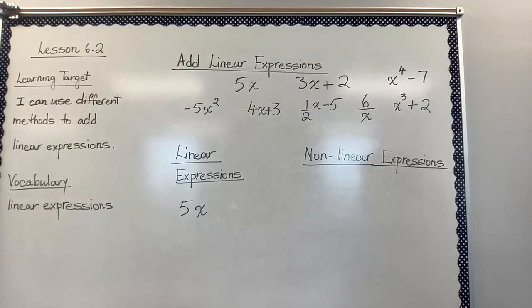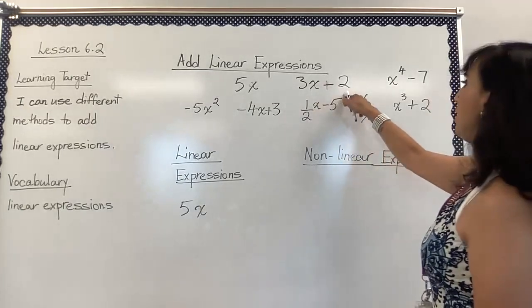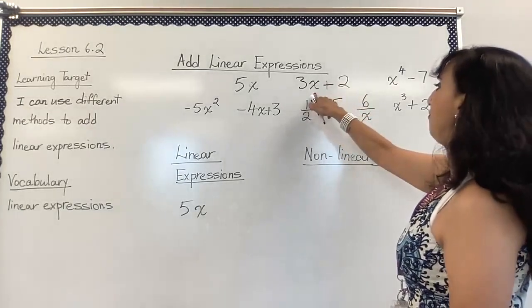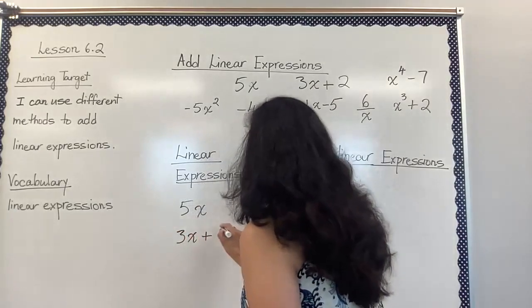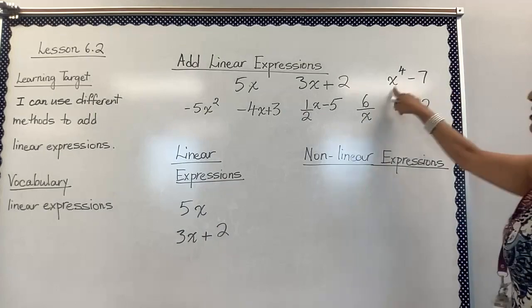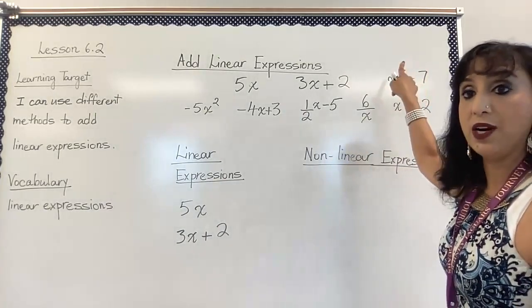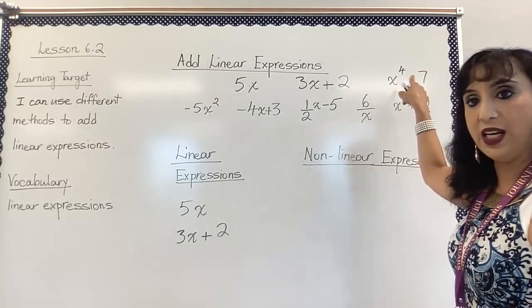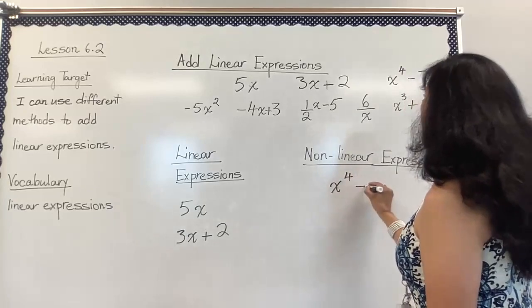Okay, let's look at the next one, 3x plus 2. I have a constant, I have the first power, so this is going to be a linear expression. Okay, that's a linear expression. Let's look at x to the fourth power minus 7. Is this raised to the first power? No, because it is raised to the fourth power. So therefore, this is not a linear expression. This is going to go here: x to the fourth power minus 7.